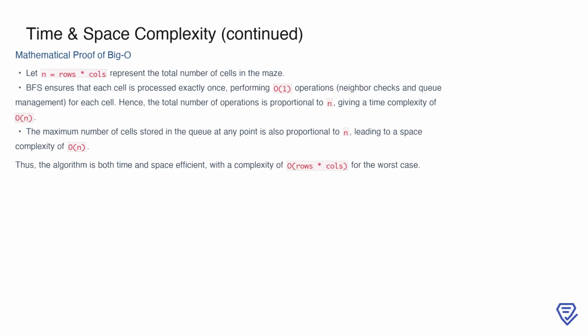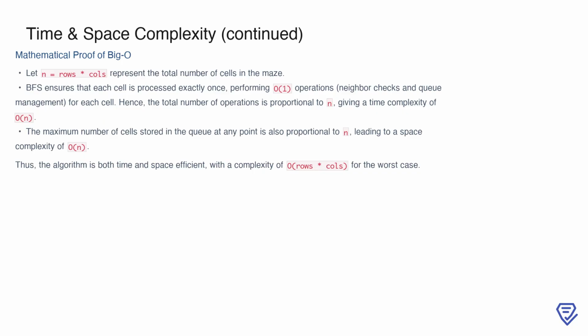If we let n represent the total number of cells in the maze, or rows * cols, BFS ensures that each cell is processed exactly once. For each cell, a constant number of operations is performed, such as checking neighbors and managing the queue. This results in a total of O(n) operations, confirming the time complexity is O(rows * cols). Similarly, the maximum number of cells stored in the queue at any point is proportional to n, leading to a space complexity of O(n).